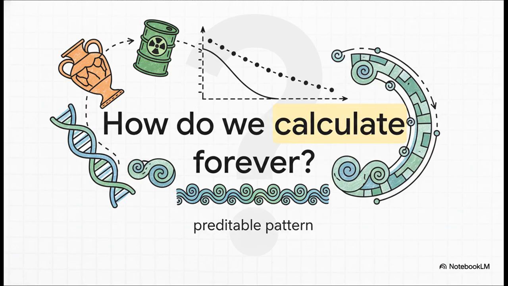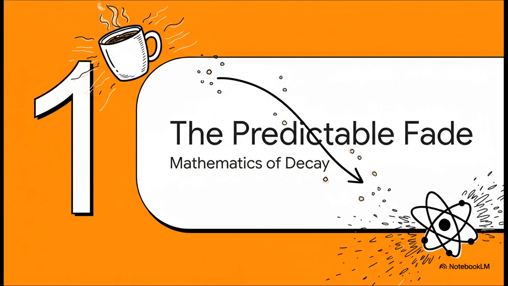How in the world can we use math to predict how long something will stick around? I'm talking about everything from ancient fossils to even nuclear waste. Well, it turns out there's a predictable pattern to it all. You know, it's funny. Everything from that hot cup of coffee cooling on your desk to some radioactive element buried deep in the Earth's crust, they all follow a really similar pattern.